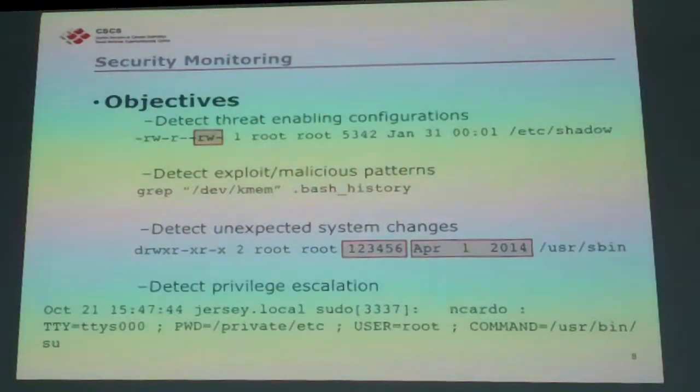Detect privilege escalation. Everyone is capturing their auth log. How many people are actually looking at that through an automated method? Periodically, your security analyst probably goes through it and says, oh yeah, this is all normal. Well, if he's looking at it, it's already too late. Why not have something sitting there monitoring that and looking for escalations of privilege by people who shouldn't be? It's a very easy thing to do.